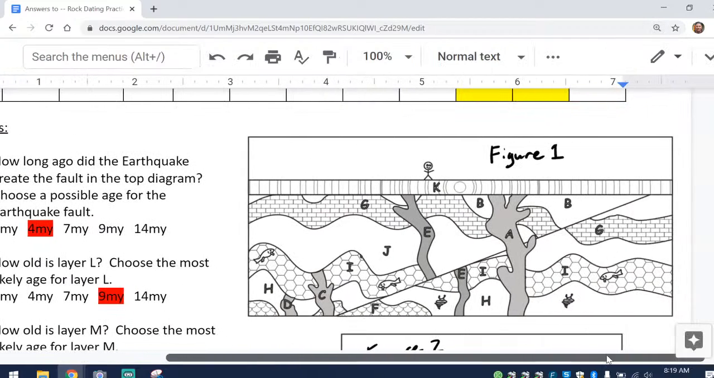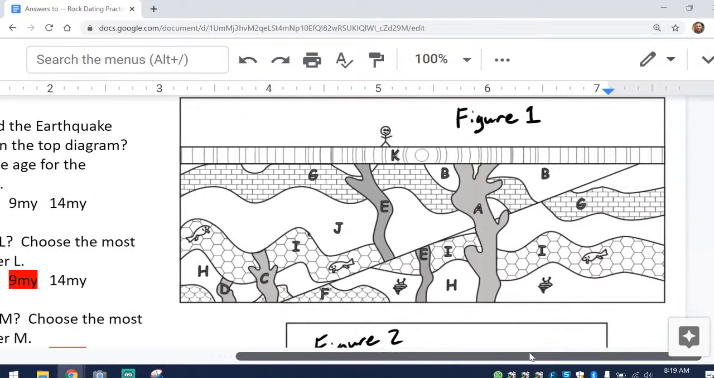I can't fit everything in the screen at once, but I'm just going to go through the order of all this stuff right here. The lowest thing is F. So F is the oldest. And then moving up from that, we've got H and D, but D cuts through H, so H was there first. So we've got F, then H, then D, and then I, and then C, which cuts through I, comes later, and then J, and then G, and then of B, E, and A, B is there first because both of the other ones cut through it.